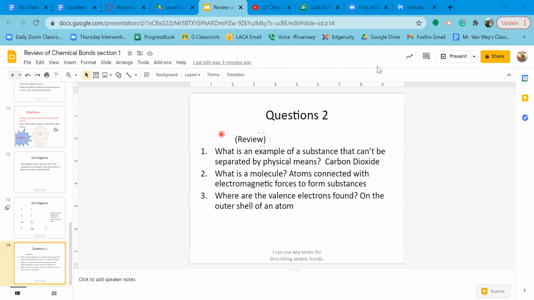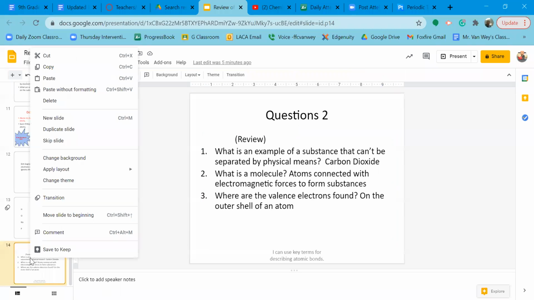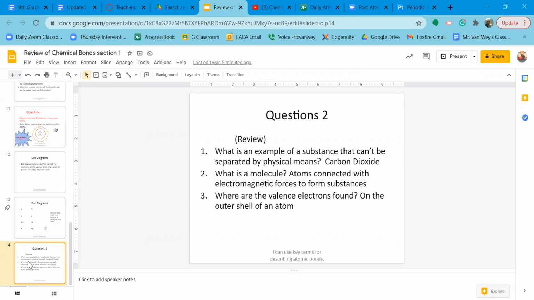Let me clear my notes here. So an example of a substance that can't be separated by physical means, a great example of this would be carbon dioxide. Carbon dioxide is a compound where carbon and oxygen are attached using a covalent bond. A molecule, quick review, it's atoms that are connected using these electromagnetic forces. And the valence electrons are found on the valence shell, the outside shell. That's a good intro to the octet rule and how atoms combine to form molecules.